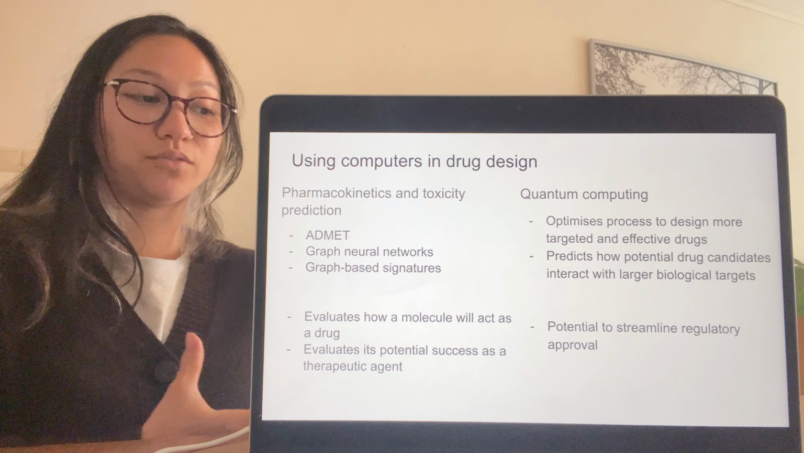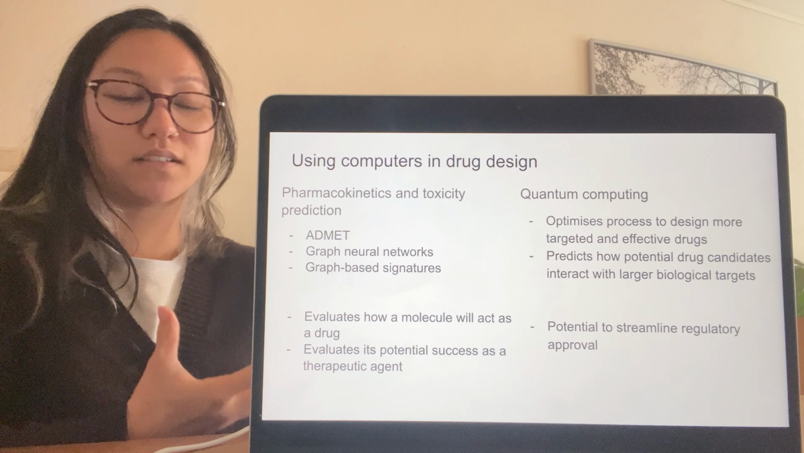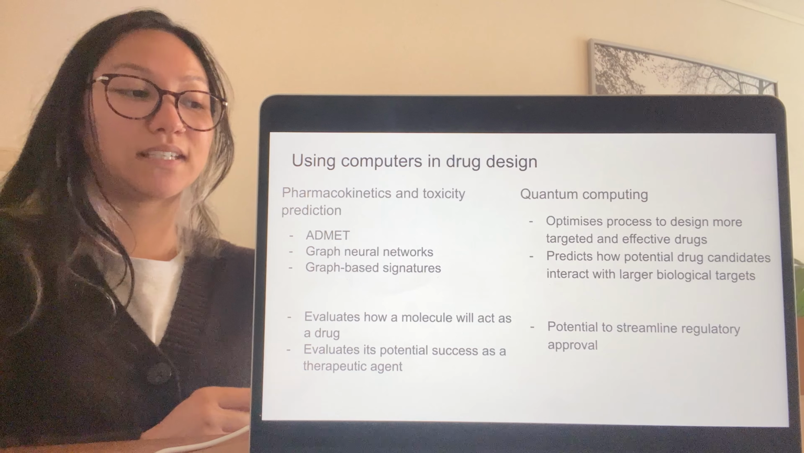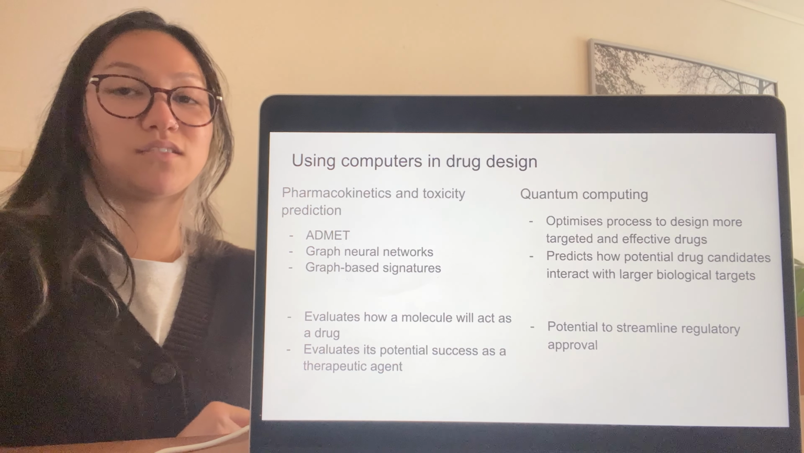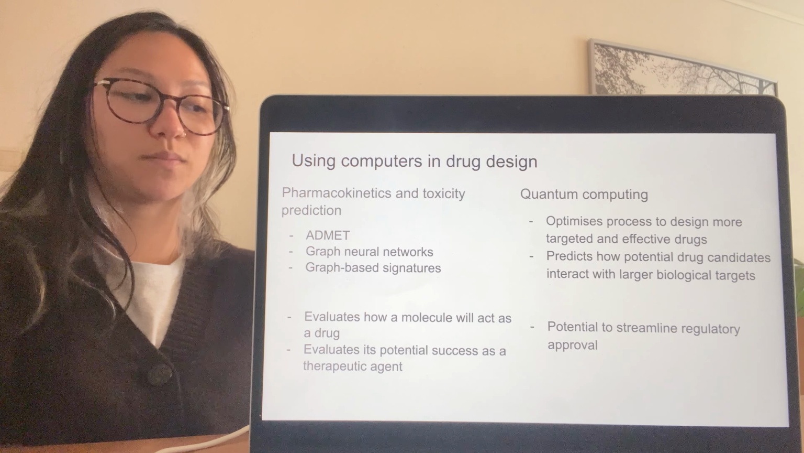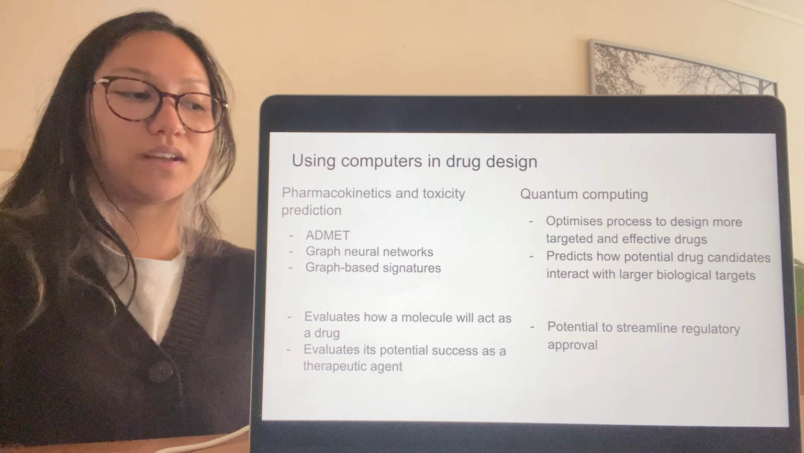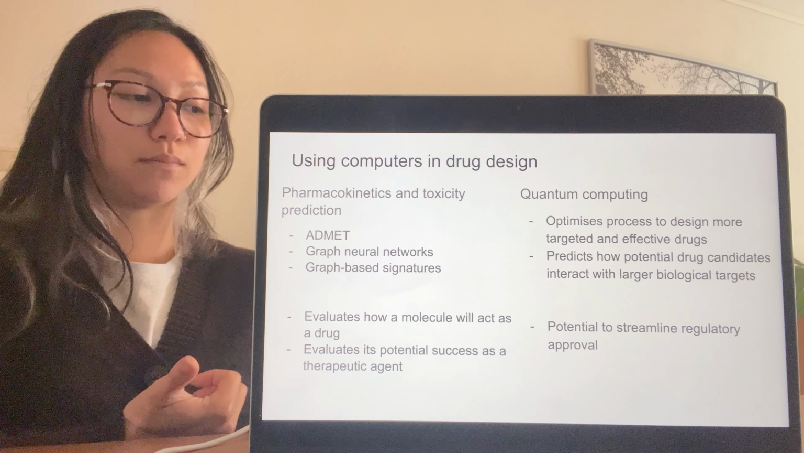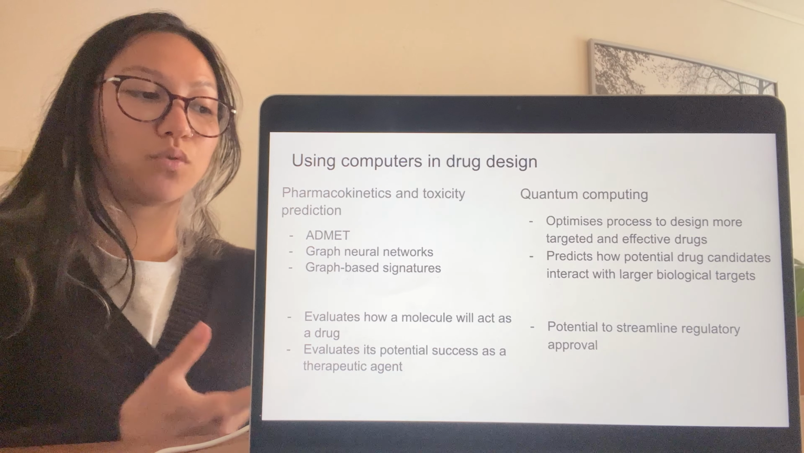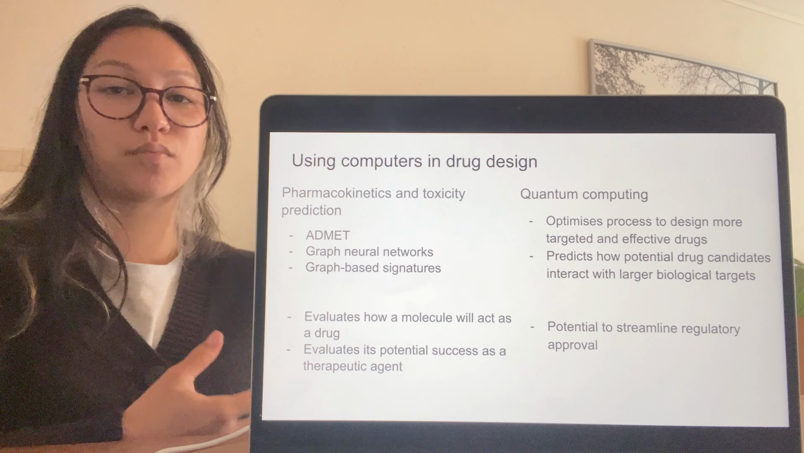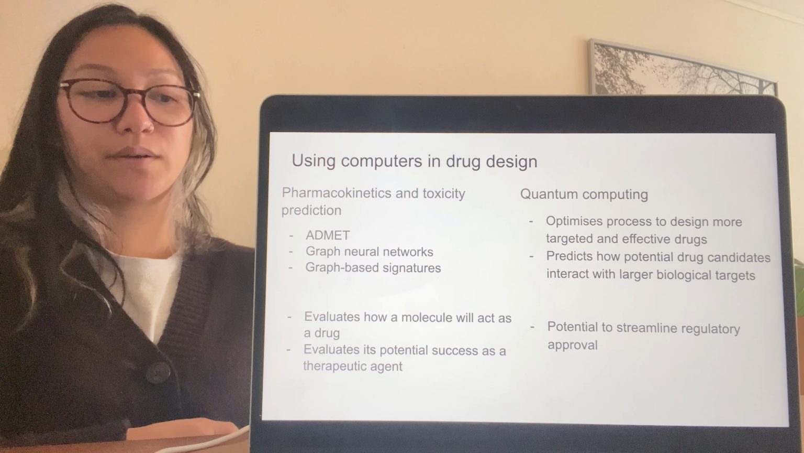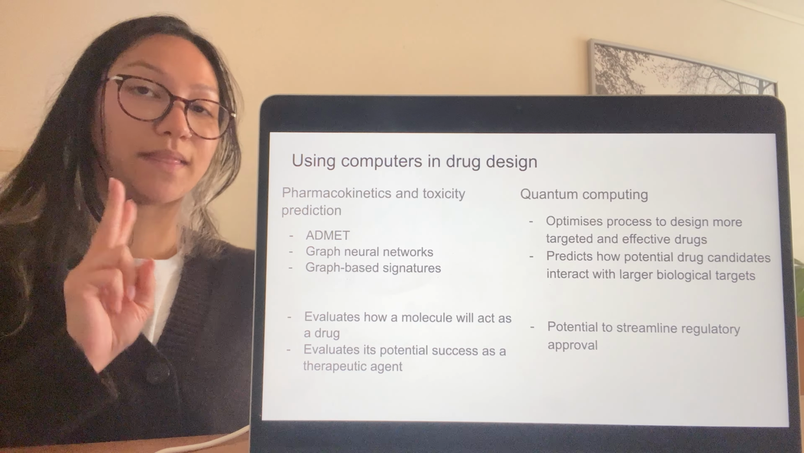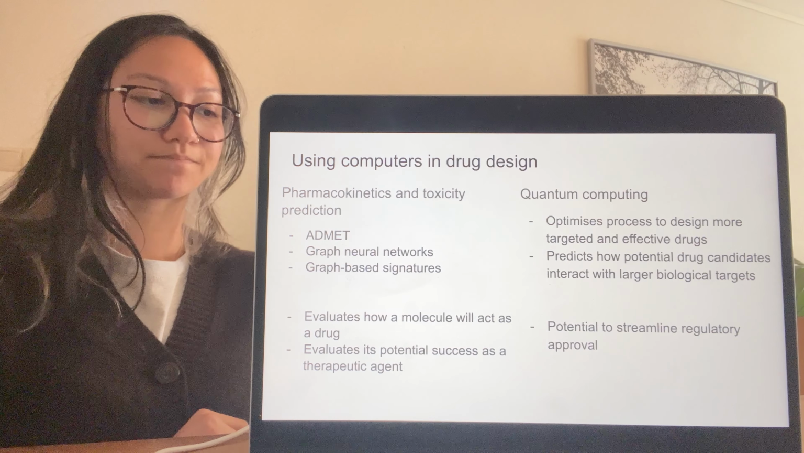And computers are also used in drug detection, design and development. So computer-aided drug design, or CAD, uses computational methods to identify, develop and optimize potential drug candidates. And there are various ways in which CAD aids drug design, for example, molecular modeling, virtual screening, quantitative structure-activity relationship or QSAR, pharmacokinetics and toxicity prediction and quantum computing. And I'll talk about two of these in greater detail.